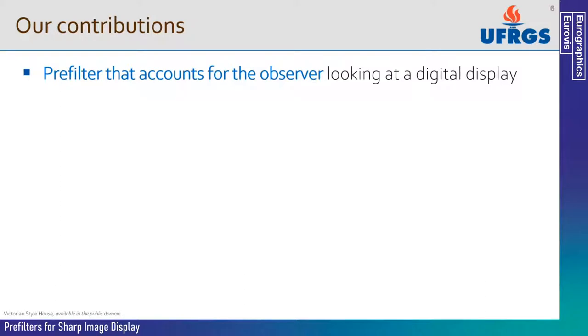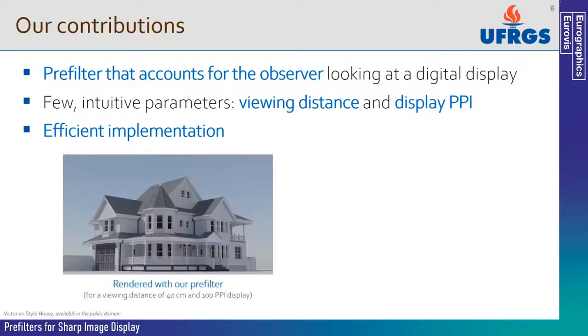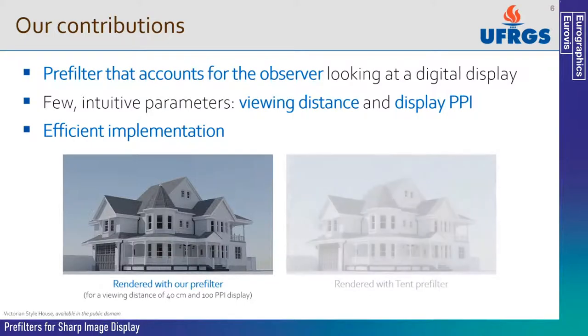Based on this idea, we present a pre-filter that takes into account both the display and the observer's PSF. Our pre-filter takes two intuitive parameters, the viewing distance and display pixel density. Its implementation is very efficient, with linear time complexity in the number of pixels. Here's an image rendered using our pre-filter for a viewing distance of 40 cm on a 100 ppi display, which are the default parameters we recommend for general use.